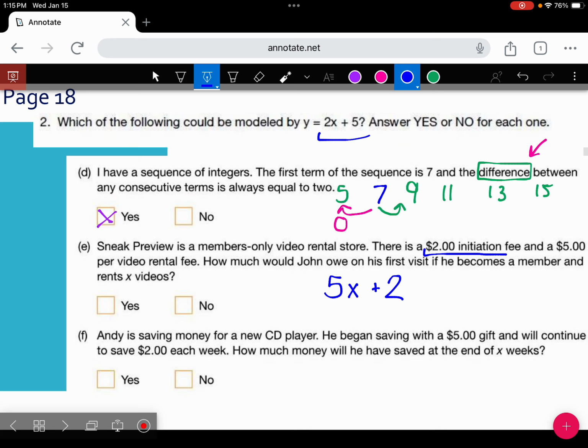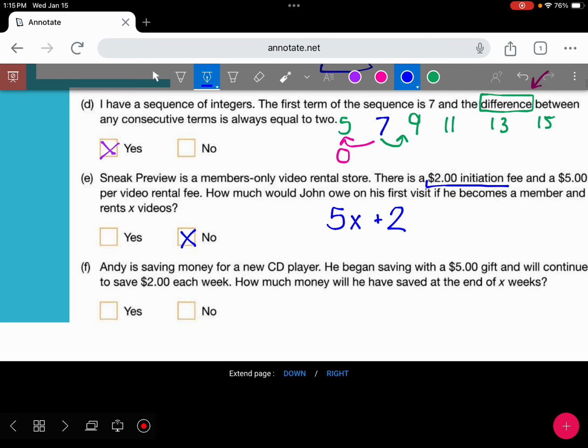So this one does not match. It's close. It's got all the right pieces, but they're in the wrong spots. What about the last one? He begins saving with a $5 gift and then saves $2 every week. So, yeah, he starts with $5 and he's adding $2 every week. So that one matches up.